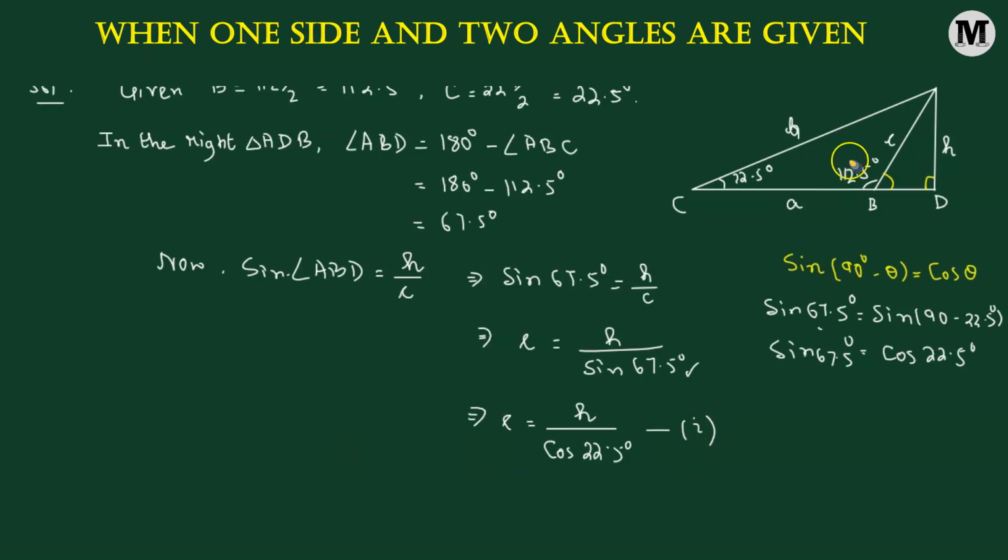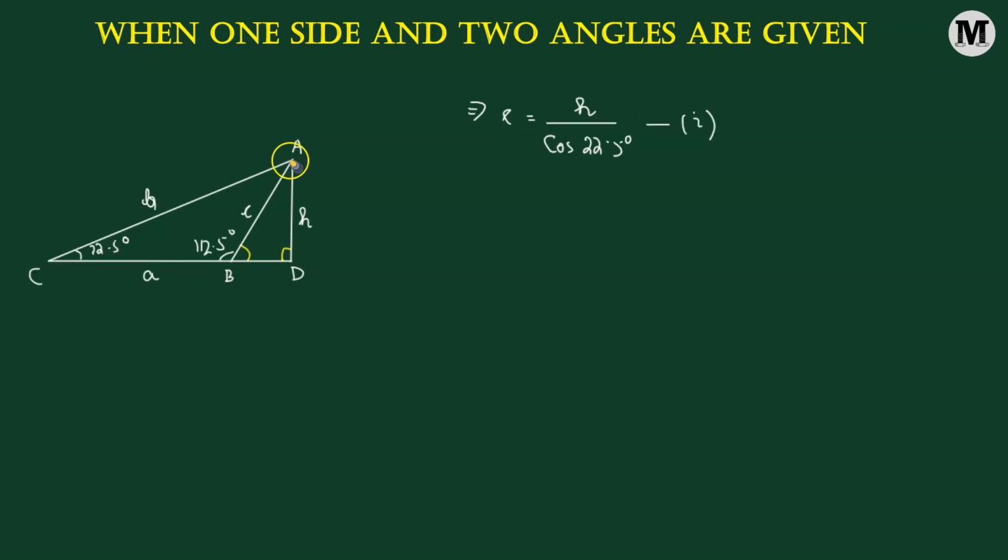Okay, now again let's go back to our triangle. So here we have the triangle ABC.